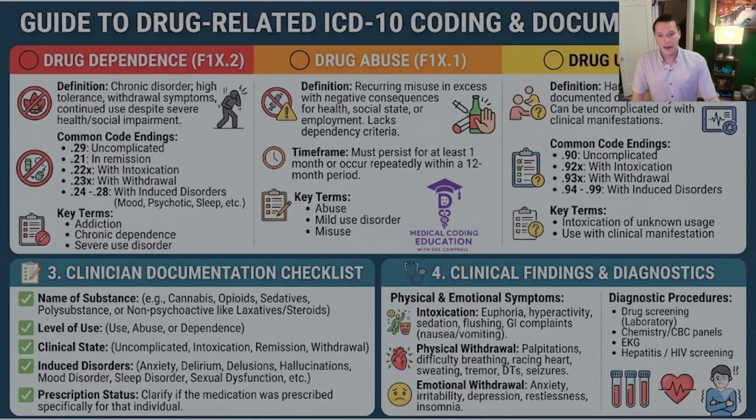The main one I want to talk about for the providers is these bottom guidelines here for the clinical documentation checklist. When it comes to these codes, I took these guidelines from the current CDI guidelines, where you must obviously name the drug that your patient is using. You must also list the level that they are at in your documentation. You must also state the clinical state of it, whether it's uncomplicated, intoxicated, remission, or in withdrawals.